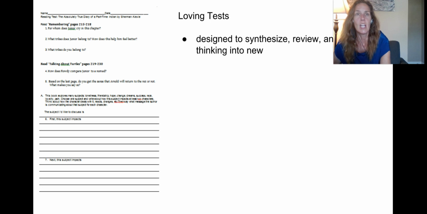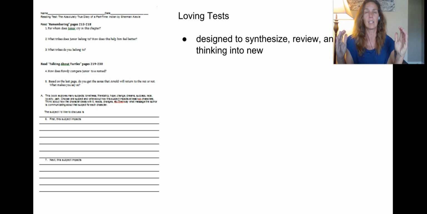So here's just a sample page of a test that we gave after The Absolutely True Diary of a Part-Time Indian. We read that book partially as a whole class, partially in small groups, and then the students finished the last 35 pages on their own, and then took a test on the ending, plus some of the things that we did earlier in the unit. Now, what I mean by a loving test is that it's designed to synthesize and review, and to think about new things, because once they finish the book, they have the whole story that they can think about.